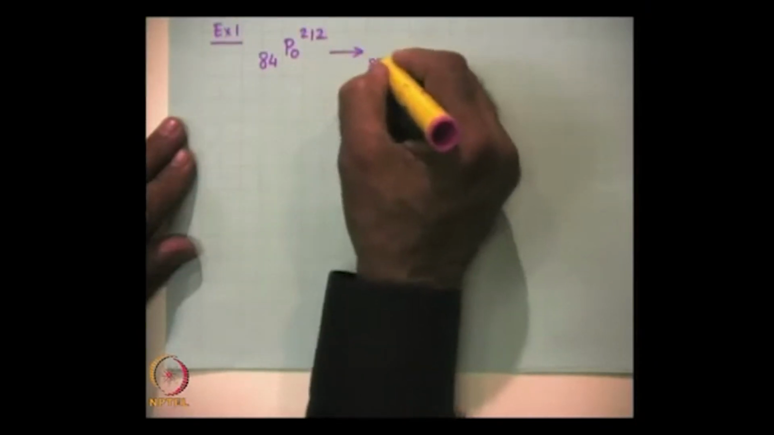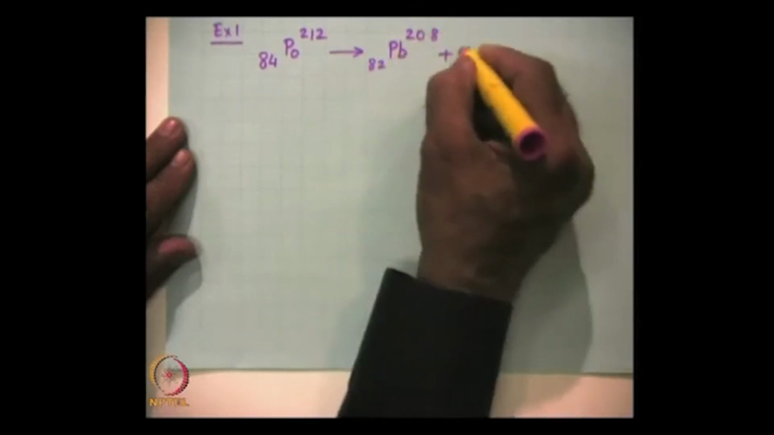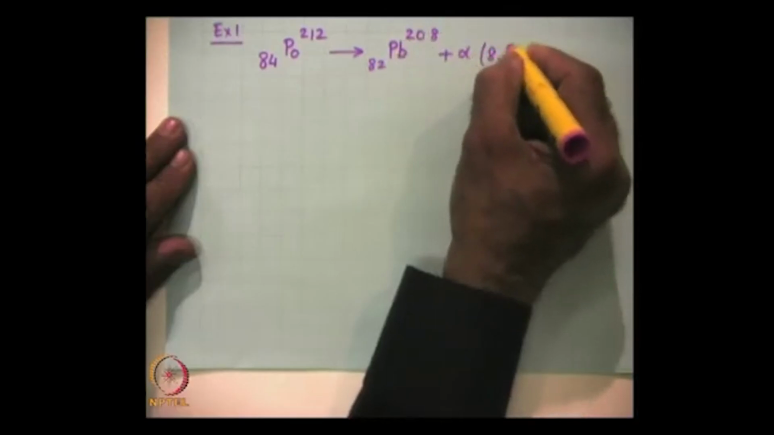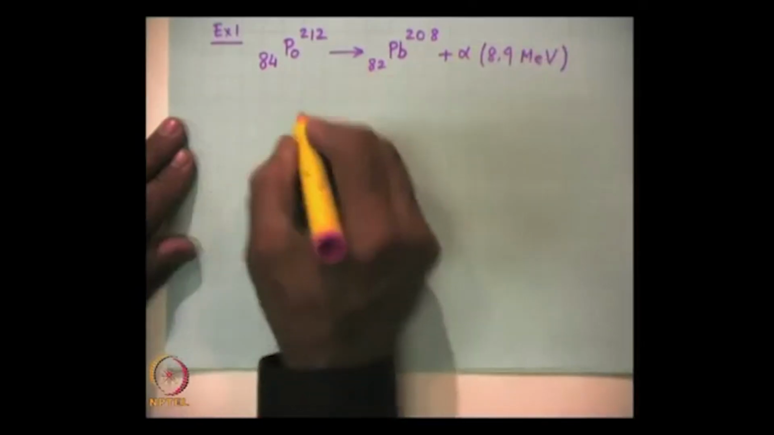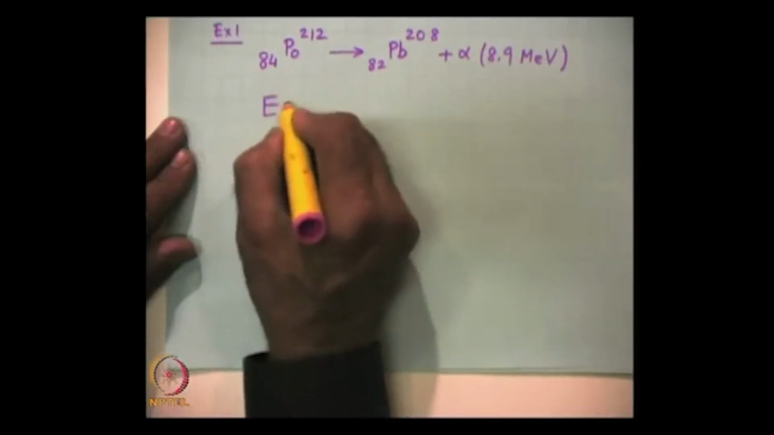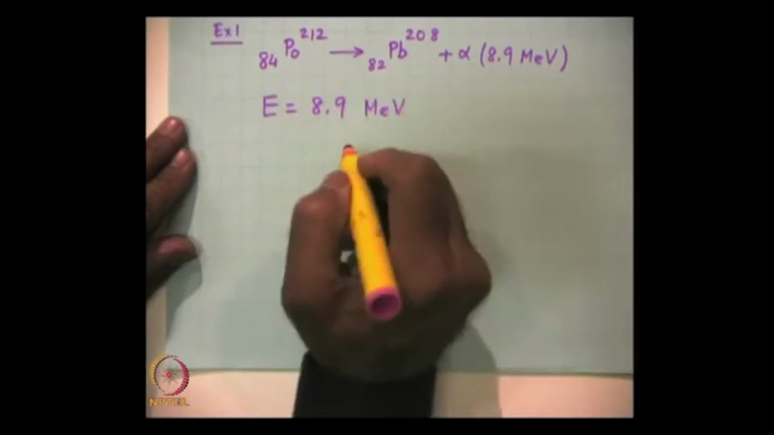One is, let me consider the decay of polonium-212, example 1, going over to lead-208, and an alpha particle of 8.9 MeV is emitted. So, you have here energy E is equal to 8.9 MeV, million electron volts.